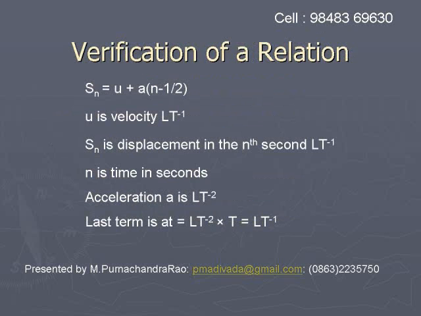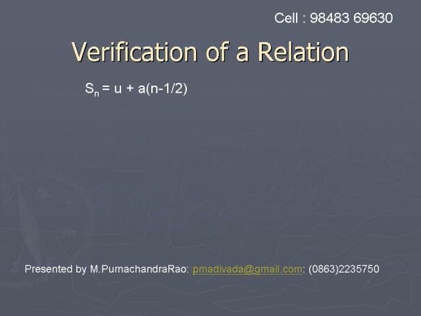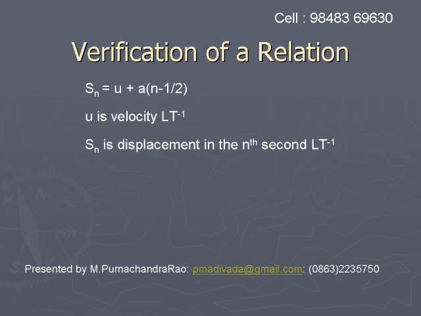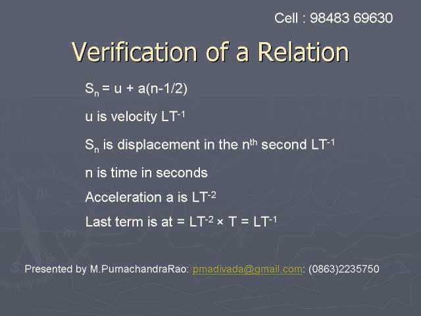Verification of a relation. Let us take the relation Sn is equal to u plus a into n minus half. u is the initial velocity, so its dimensional formula is LT to the power of minus 1. Sn is the displacement in the nth second. Since it is displacement in 1 second, it is also velocity, LT to the power of minus 1. n is time in seconds. Acceleration is LT to the power of minus 2. So, the last term is a into n, acceleration into time. Therefore, it is equal to LT to the power of minus 2 into T, that is LT to the power of minus 1.